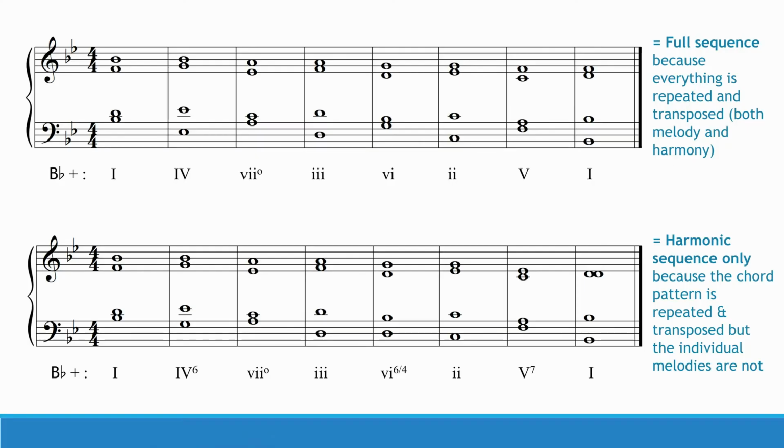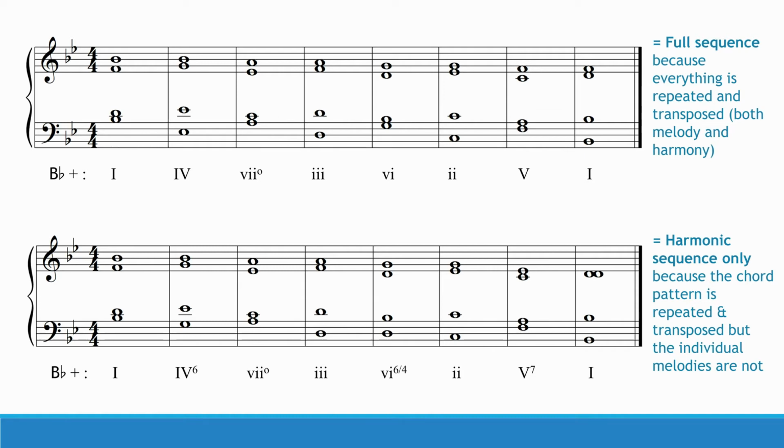So let's compare the 2 versions of this progression. The original one that's very similar to what you did in 191 is at the top. The modified version with the inversions is on the bottom half of the screen right now. So the top is what we call a full sequence because everything is repeated and transposed. All my melodies are sequences and my harmonic progression is a sequence as well. Whereas what we're seeing on the bottom with the inversions is only a harmonic sequence because the chord pattern is repeated and transposed, but the individual melodies and all the voices are not.